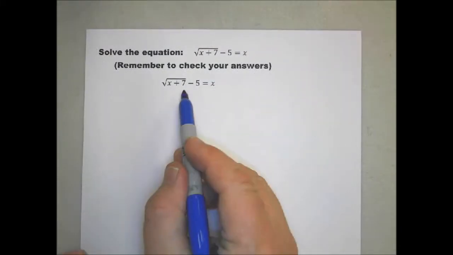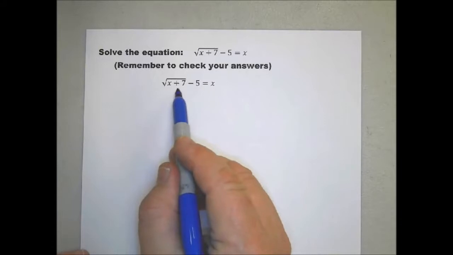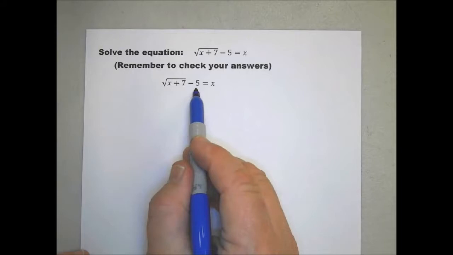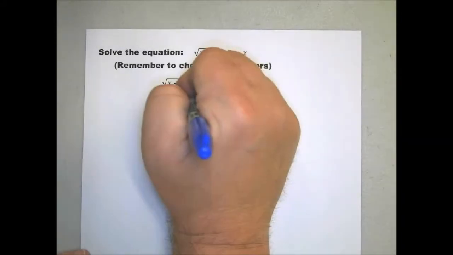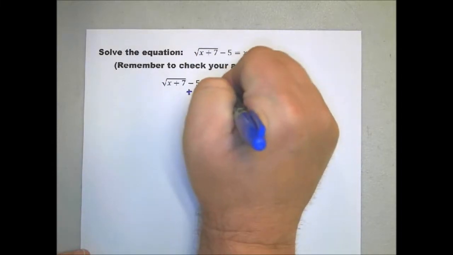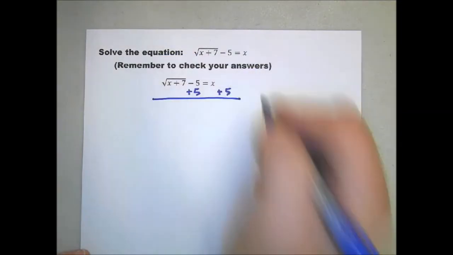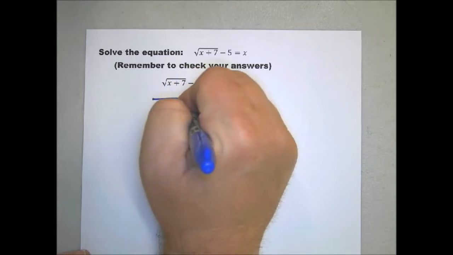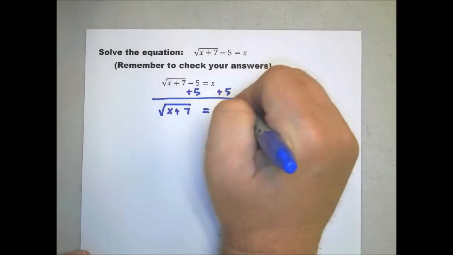In this equation that I'm about ready to solve, it does have a square root in it, but the radical is not isolated. The square root of x plus 7 has this minus 5 hanging around with it right now. So my very first step is isolate the radical by adding 5. Move that minus 5 over to the other side of the equation, which means my equation now reads the square root of x plus 7 equals x plus 5.